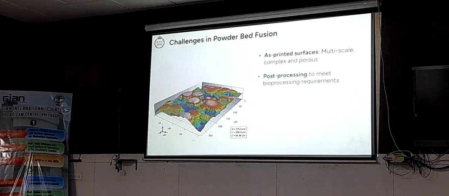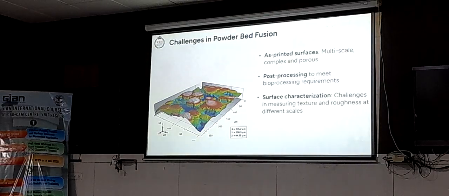You need to use post-processing when using this technique. At least, I mean, you don't need to, but if we want to use this technique in bioprocessing in order to be able to create more complex structures and save time for the industry, then we need to use post-processing. We also need to be more careful and more often use surface characterization to understand what the surface looks like.